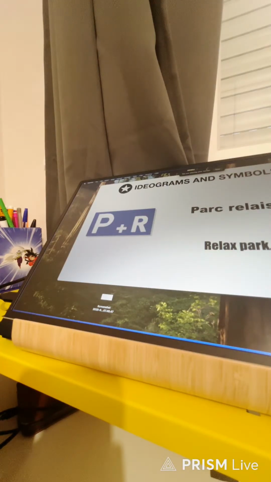So it's a place where you can easily get access to public transport, either train, metro, or bus. That is where this is located. It is called park relay. Park plus relay. That relay means relax.